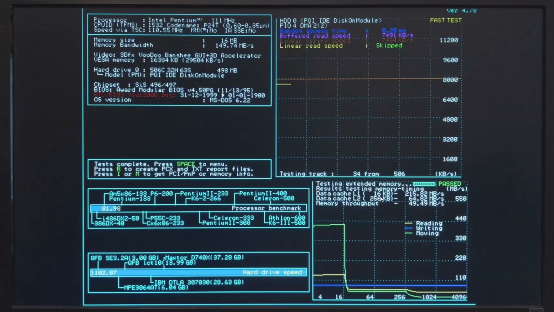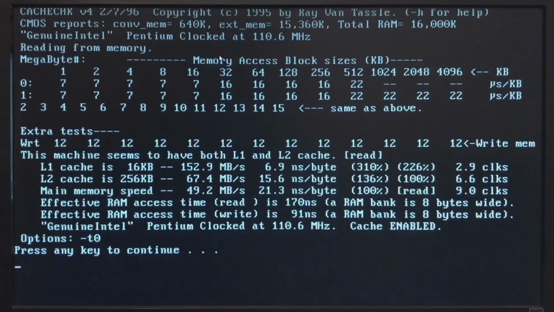Yeah, in reality the total L1 cache is 32 kilobytes. The disk speed, okay, it is the same as before. Now the cache check tool, and again Pentium clocked at 110.6 MHz. And okay, again it only detects the 16 kilobytes of data cache.